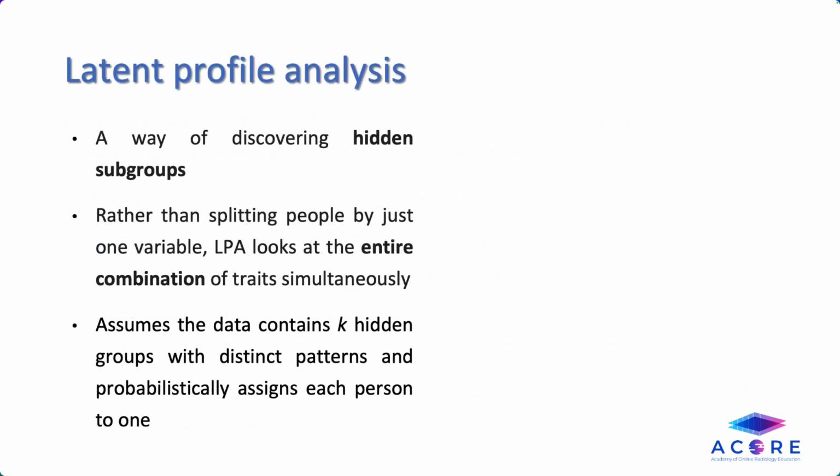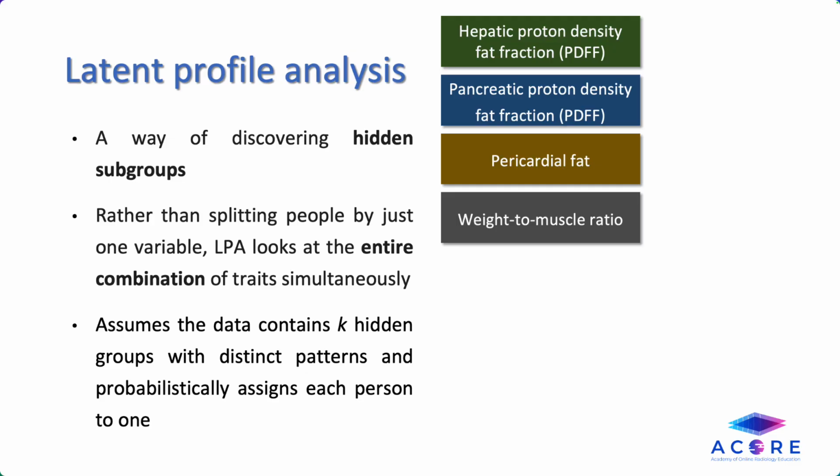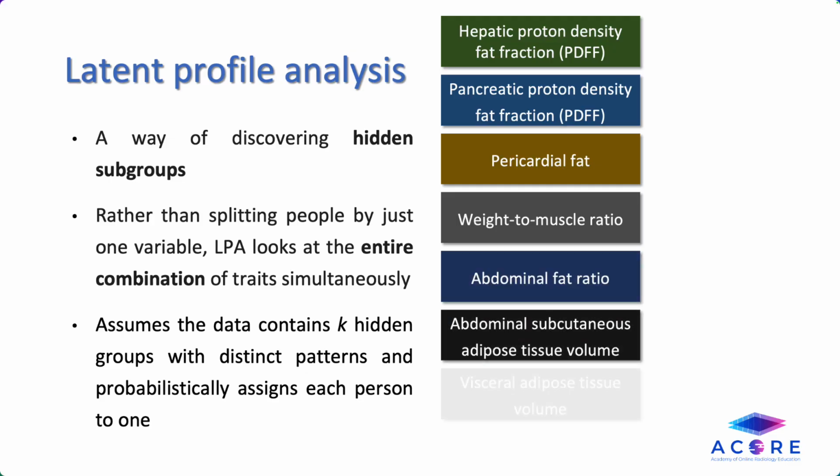Before diving into the results, let's break down the method they use to identify these fat distribution patterns. Latent profile analysis, or LPA, is a method for uncovering hidden subgroups. It looks at the entire combination of traits all at once rather than examining just one variable at a time. In this study, we had 8 fat measurements from MRI: liver, pancreas, pericardial fat, and so on. The question is whether natural clusters emerge from the overall pattern across all of these 8.